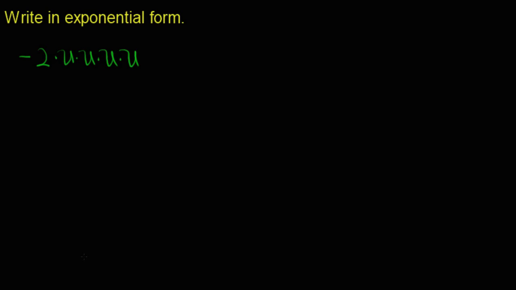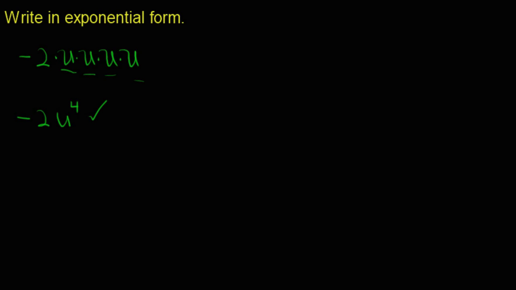Let's look at another example. This time we want to write it in exponential form. Feel free to pause video. We have a negative 2 times u times u times u times u. Okay, so we have just one negative 2, and 4 u's. So that's going to be negative 2 and u to the 4th.